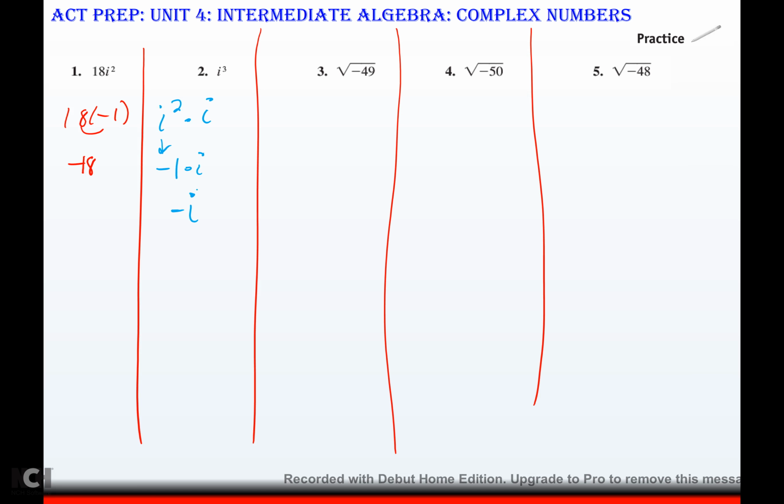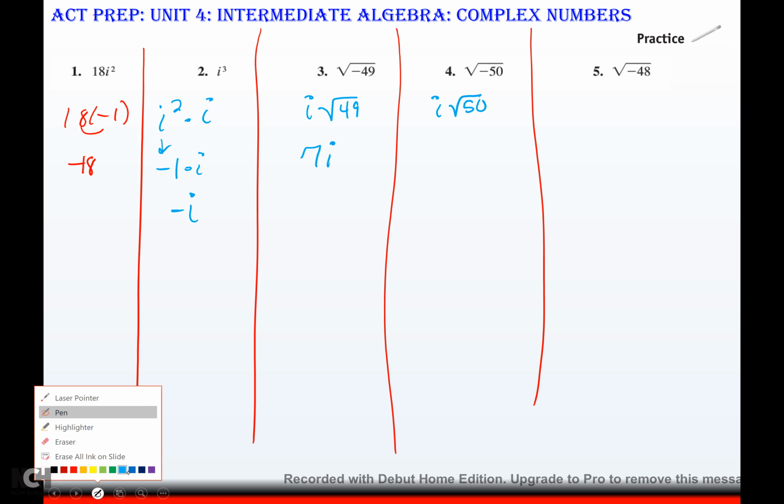Okay? Number 3: anytime you have a negative under an even radical, it comes out as i. So the square root of negative 49 is i times the square root of 49, and the square root of 49 is 7, so my answer would be 7i. Number 4 is going to be i square root of 50.